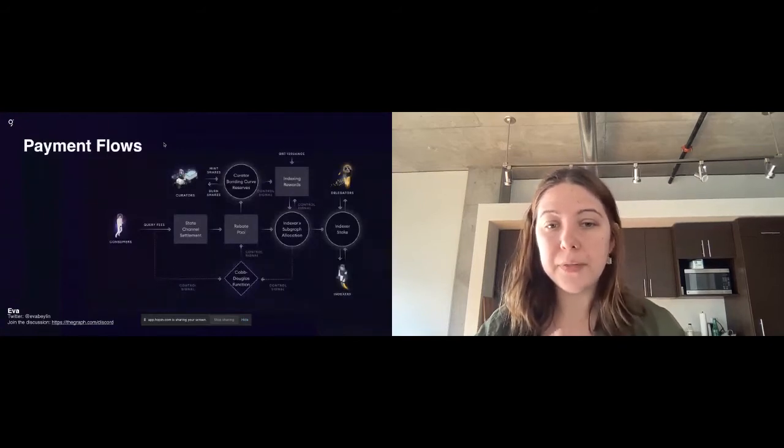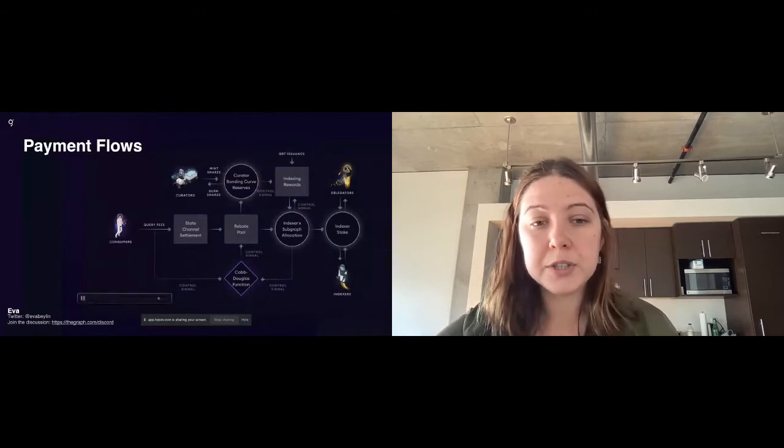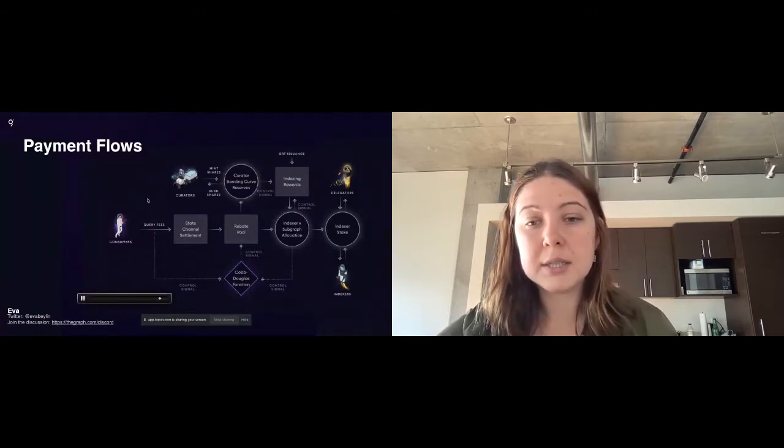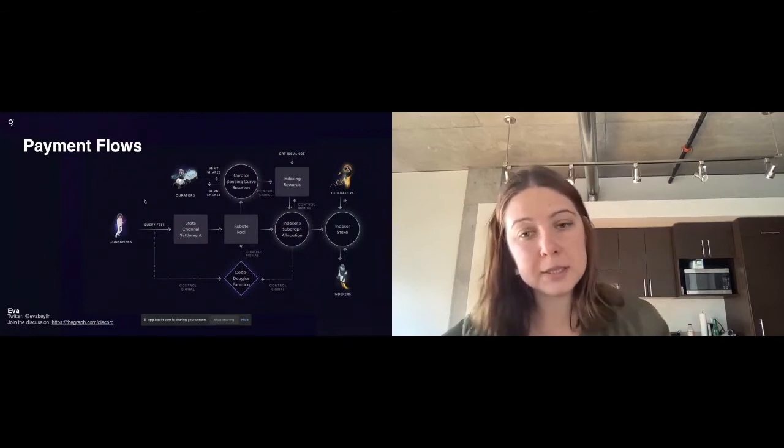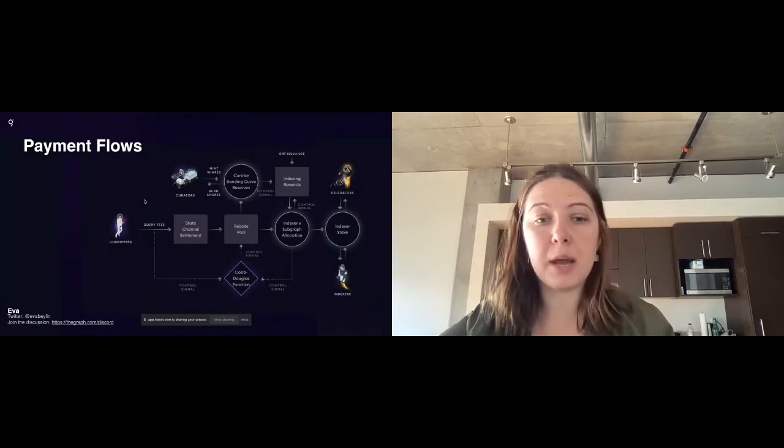Here's a little more about the payment flows and how they break down in the protocol. So you can think of consumers as either subgraph developers or app developers, basically anyone who would be paying the query fees. We expect this to be app developers, and we'll actually have API tokens. That way, each app is only paying for its specific queries to the subgraph.